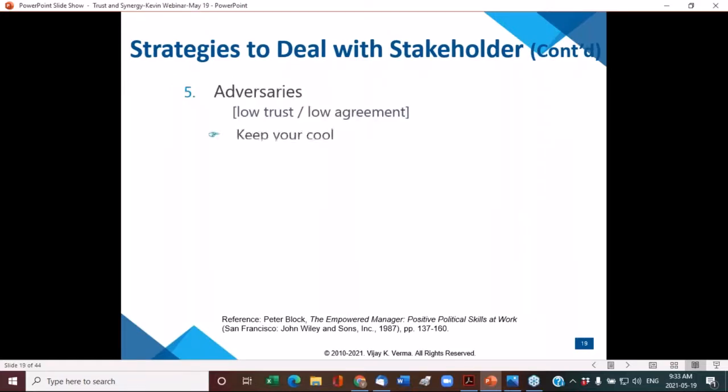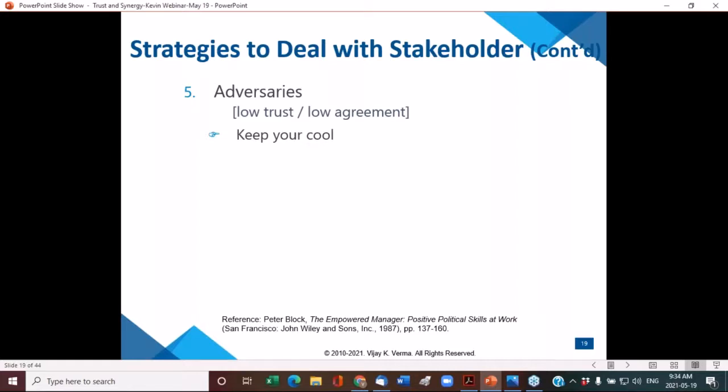And these are the adversaries. These are the people whose chemistry and your chemistry just do not match. As soon as you see them in the hallway, you feel like doing something to them, but you can't do it because it is illegal.